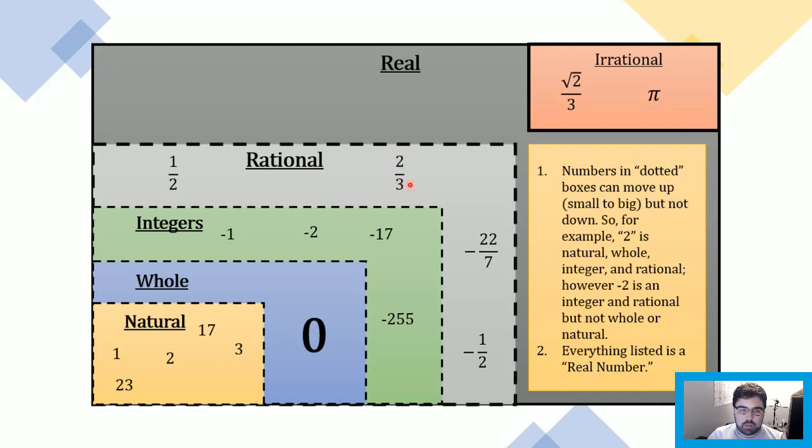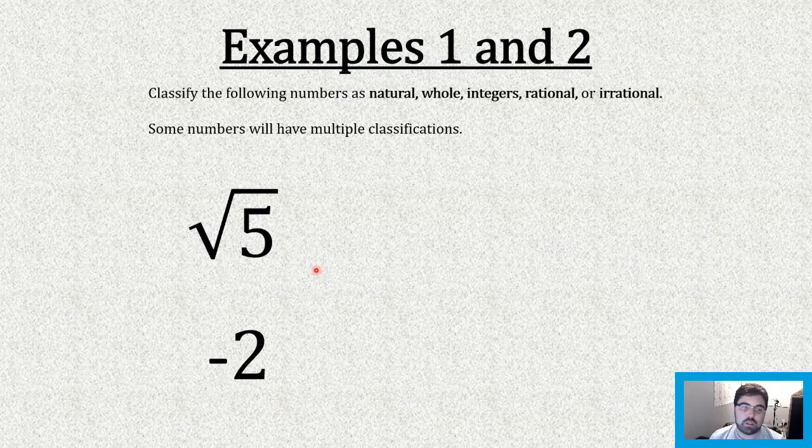So for example, 2/3 here is rational, but 2/3 is not an integer. 2/3 is not a whole number. 2/3 is not natural. Okay, hopefully that makes some sense. So some quick examples. Classify the following numbers as natural, whole, integers, rational, irrational. Some numbers will have multiple classifications.